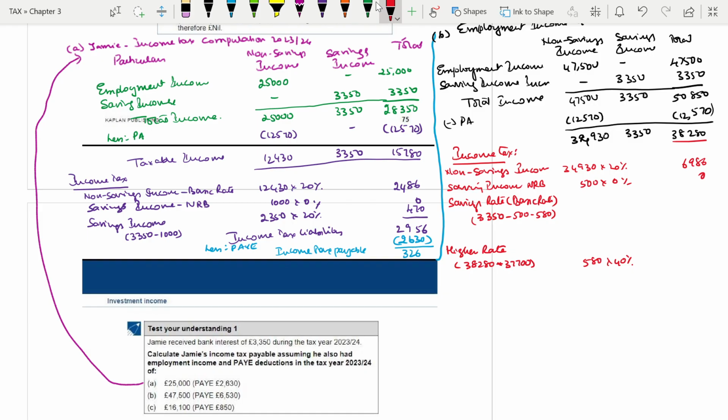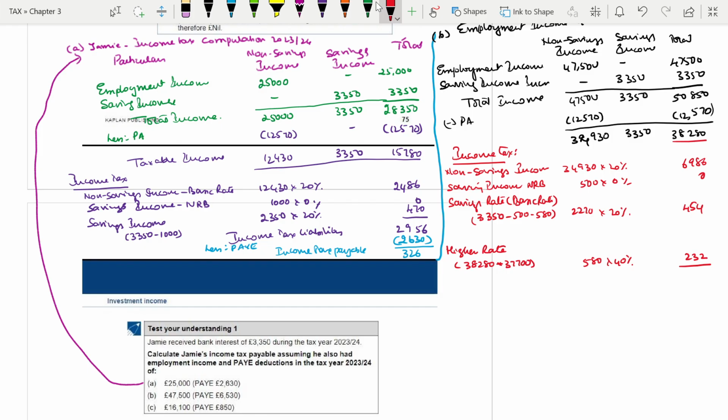3,350 minus 500, 580. 2,270 times 20%. How much will we get? We'll get 454. And 580 times 40%. How much? It comes to 232.